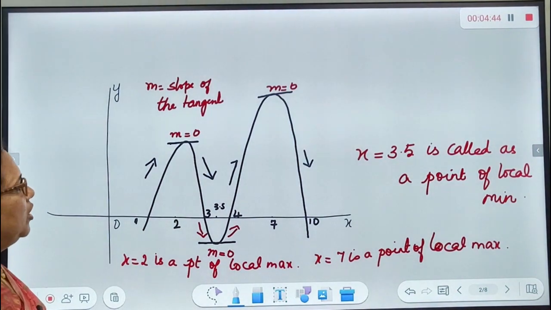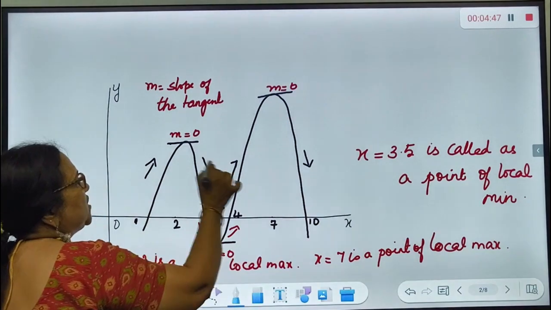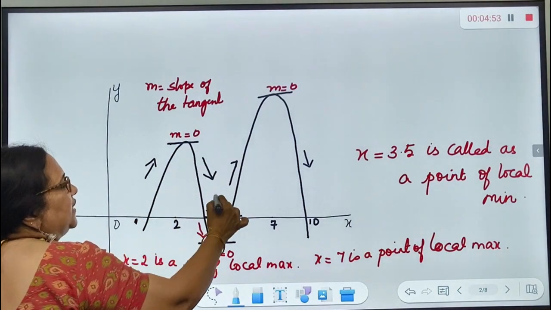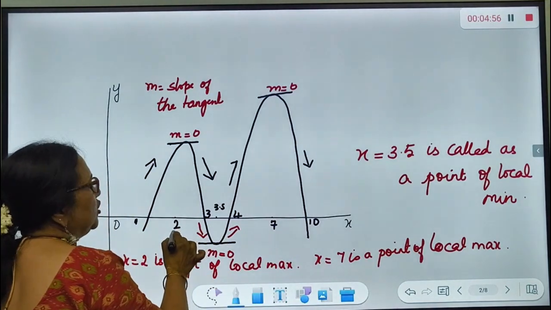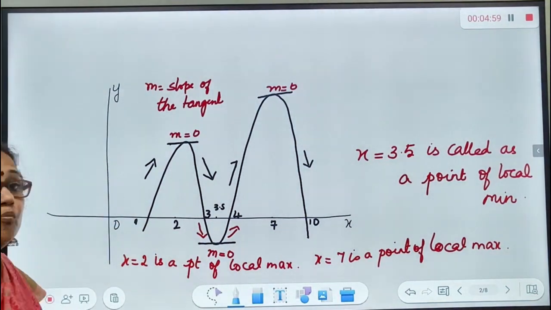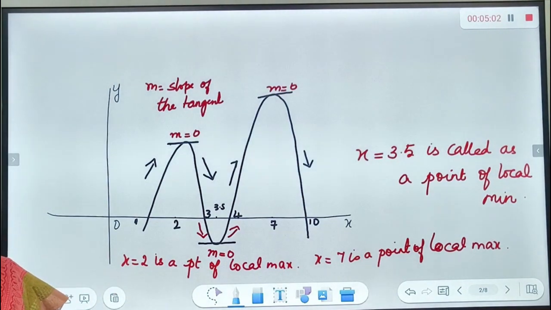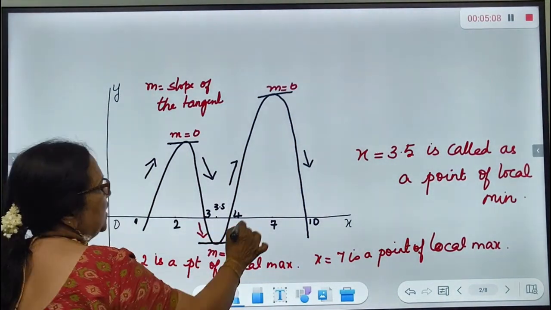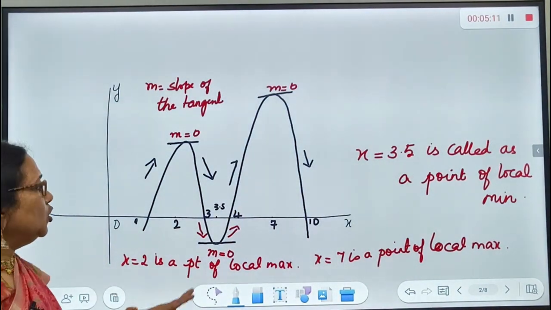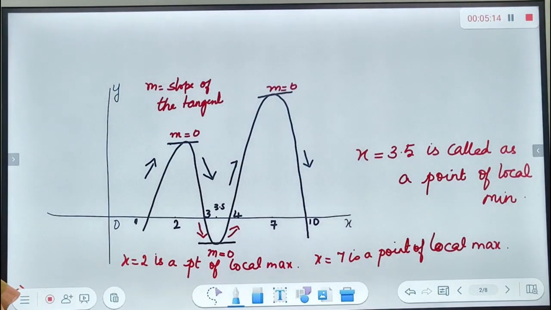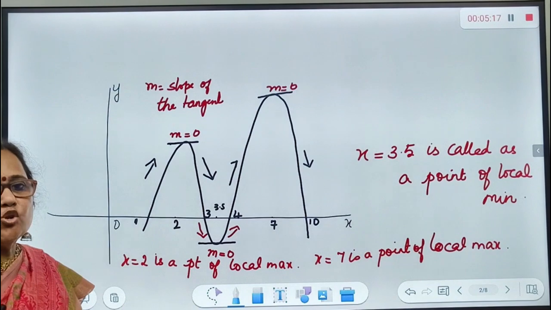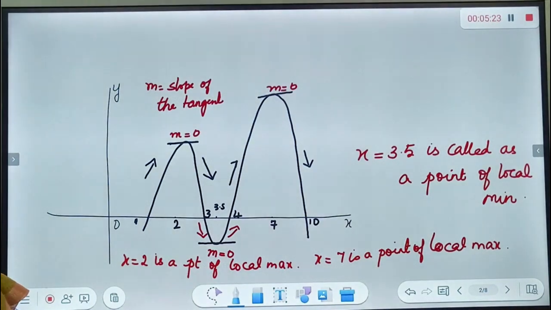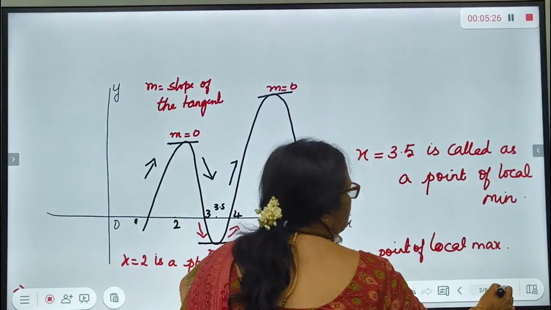You can already see there are 2 places where the horizontal tangent is parallel to the x-axis and the graph increases and then decreases, both at x equal to 2 and x equal to 7. So both of them are points of local maxima. Whereas at x equal to 3.5, you can see that it decreases and then increases. Then x equal to 3.5 is called a point of local minimum. So I hope you have understood the meaning of local maxima and the meaning of point of local minimum.